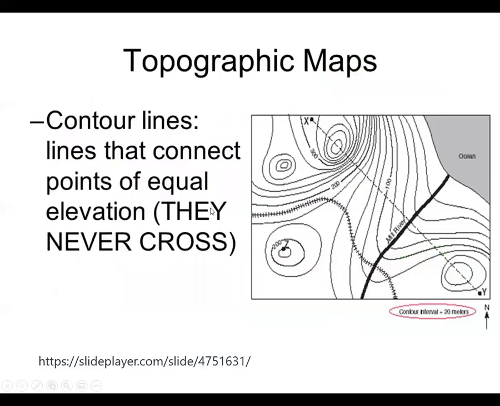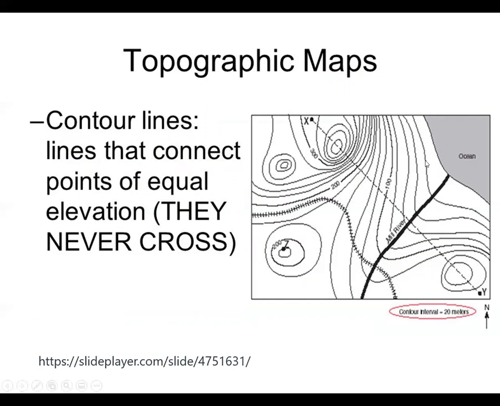So let's continue. Topographic maps make use of contour lines, and these contour lines do not cross each other. That's a basic rule. You will not see any lines here that cross each other. This is a contour line, contour line, contour line, and they don't cross each other.